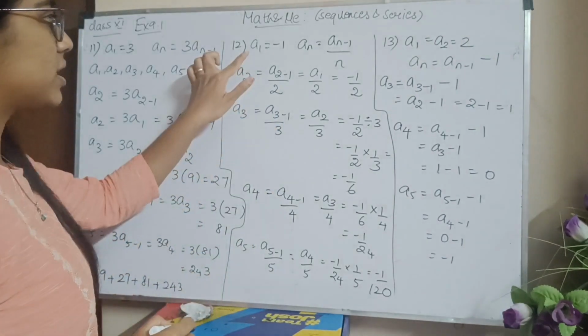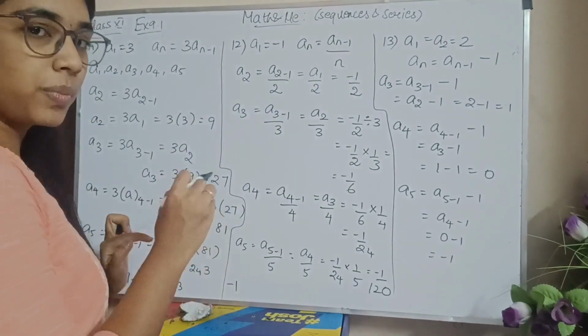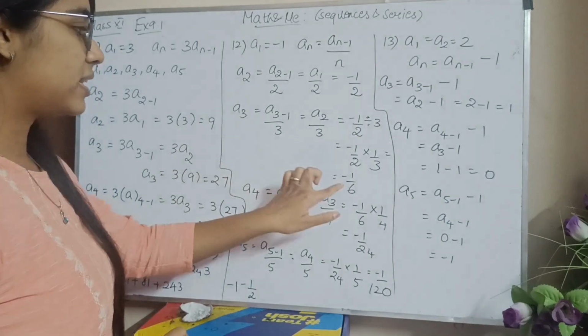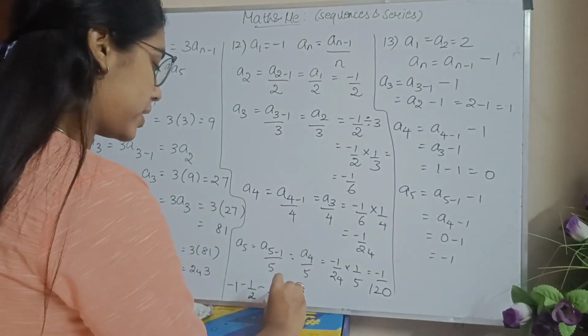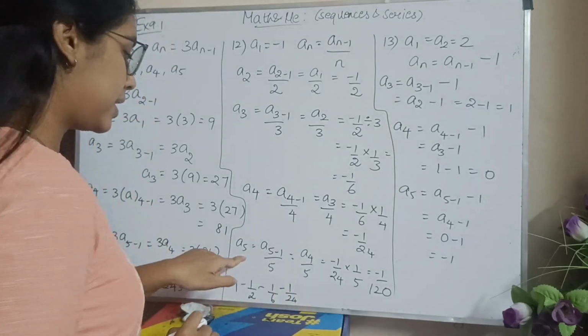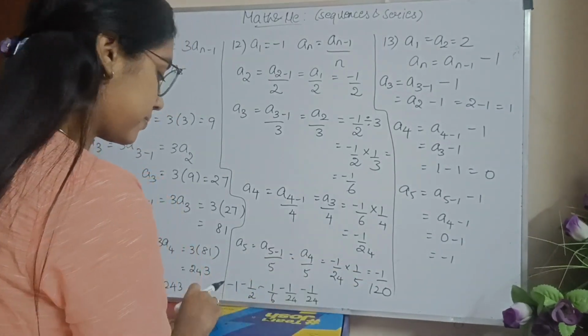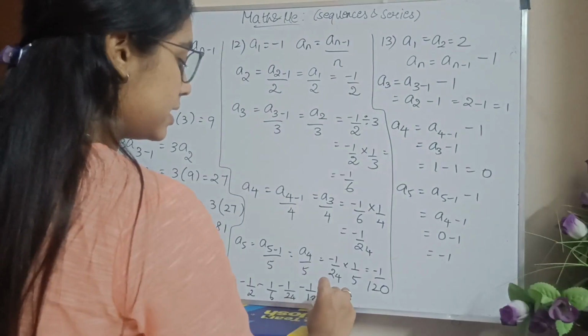So similarly in the question, a1 is minus 1. What is my a2? Minus 1 by 2. So plus minus 1 by 2. What is my a3? Minus 1 by 6. a4 is minus 1 by 24. a5 is minus 1 by 120. Sorry, I do not have place. Please manage. 120. And so on.